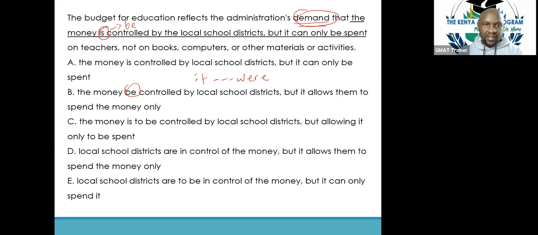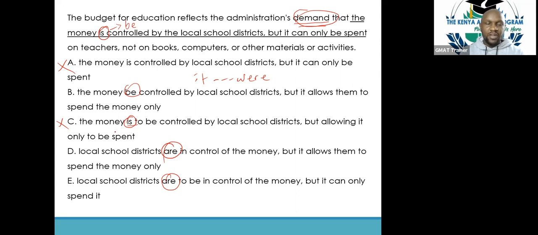C says that the money is to be controlled. So C violates the subjunctive structure by maintaining the verb is here. So C is incorrect. So you can, of course, cross out the ones that you deem to be incorrect. D says the budget for education reflects the administration's demand that the local school districts are in control. Again, it doesn't bring out the right subjunctive structure, it uses the wrong verb form. It says the local school districts are to be in control. Of course, it maintains the verb are here, which is the incorrect form of that particular verb.